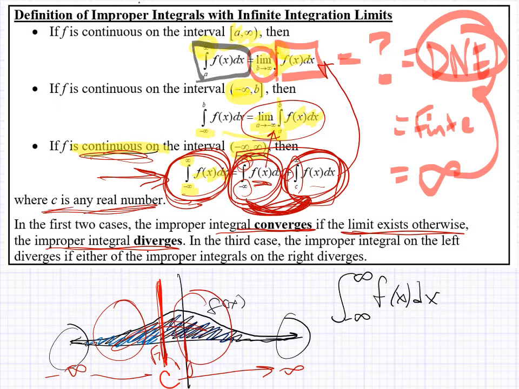If just one of these two integrals diverges, if one of these two limits diverges, then this whole integral will diverge. So in order for the main integral to converge, both of the resulting integrals have to converge. If just one of the resulting integrals diverges, then the entire main integral diverges. Let's look at a couple examples.